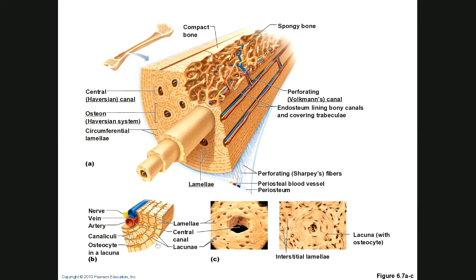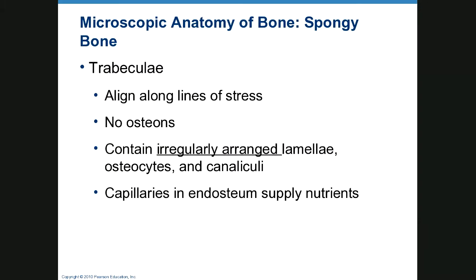Now between these Haversian canals, to fill in the space between the circles, we do have some interstitial lamellae. Trabeculae align across lines of stress. This is our spongy bone we're talking about. There are no osteons. Irregularly arranged lamellae, osteocytes, and canaliculi, and then capillaries in the endosteum supply the nutrients.